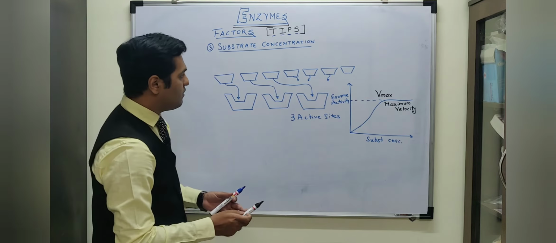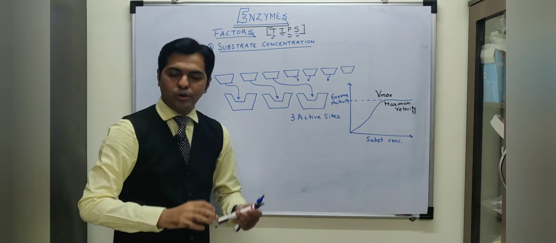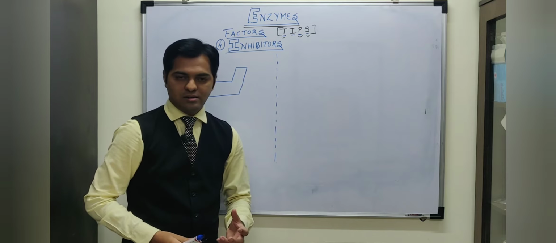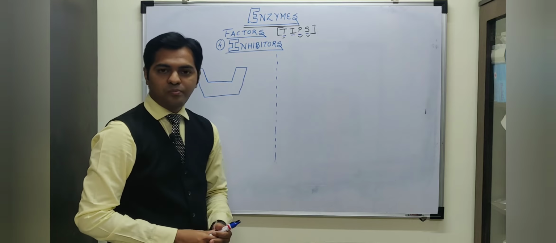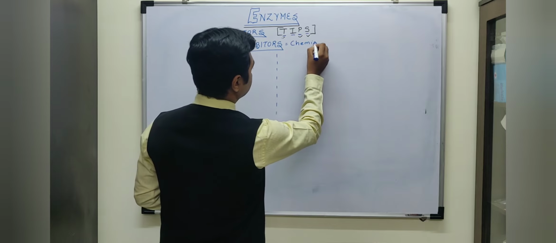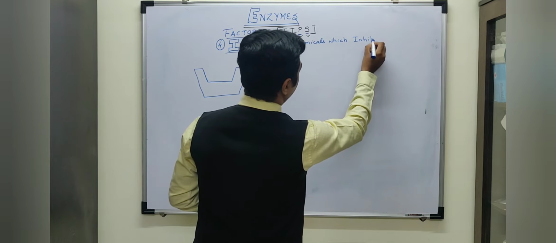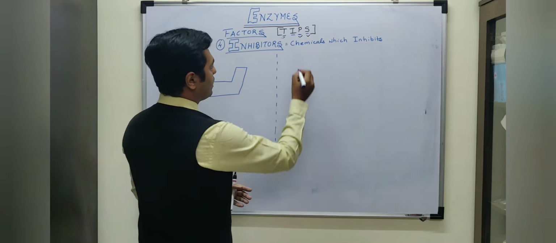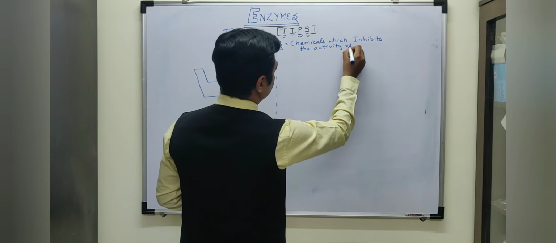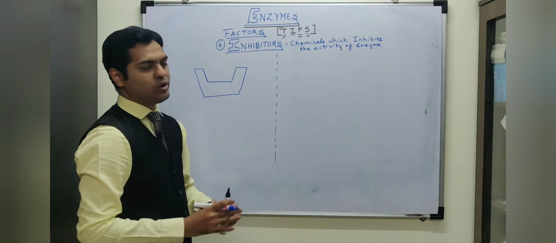So we have discussed 3 factors, that is temperature, pH and substrate concentration. Moving to the 4th important factor. Now the next factor is the inhibitors. Inhibitors are certain chemicals or substances which inhibit or shut off the activity of enzyme. So such chemicals are known as the inhibitors, which are going to stop the activity of enzymes.